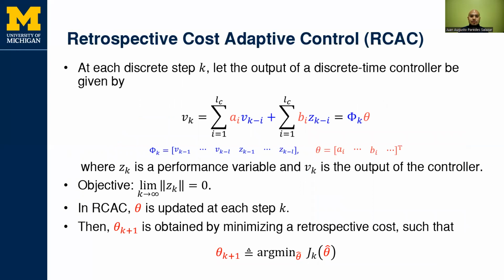Retrospective cost adaptive control, or RCAC, is considered in this work. As before, the output of the controller is given by the displayed formula, where c_k is a performance variable, v_k is the output of the controller, and theta is the set of controller coefficients. In RCAC, theta is updated at each discrete step with the purpose of minimizing a retrospective cost. Note that the information known to RCAC is in blue and the updated variables are in red.